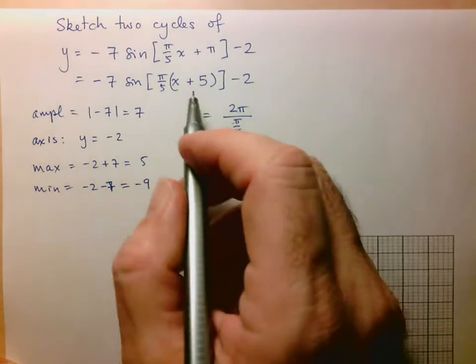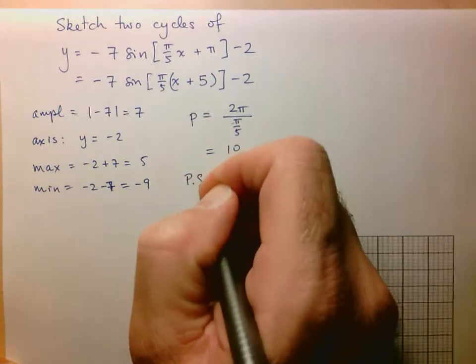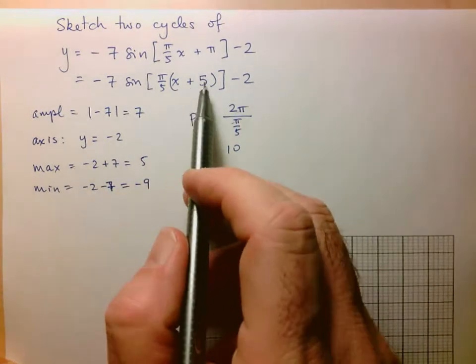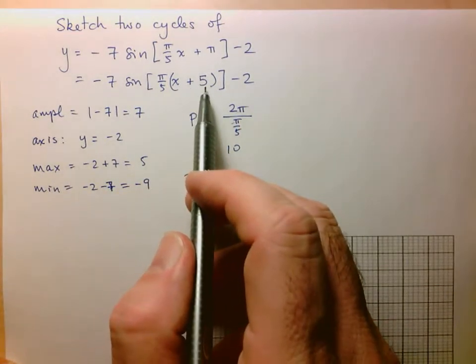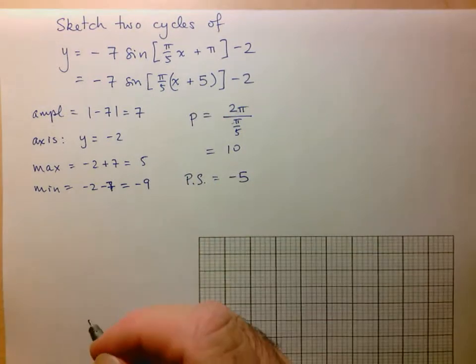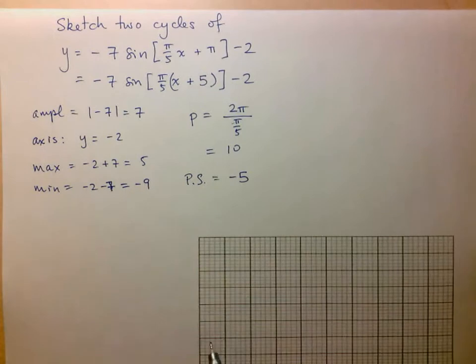The last thing is we have our phase shift. Of course, everything that's horizontal is always the opposite of what we see. So here we have a phase shift which is 5 units to the left. So our phase shift is -5. And now with all these details I can draw the graph.